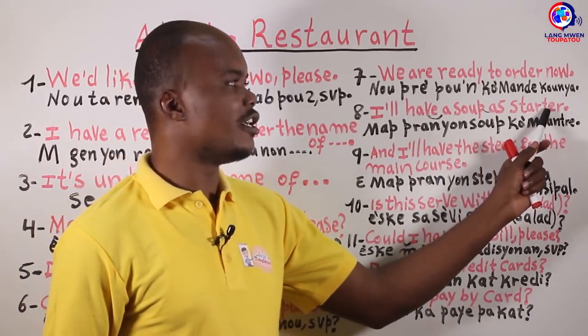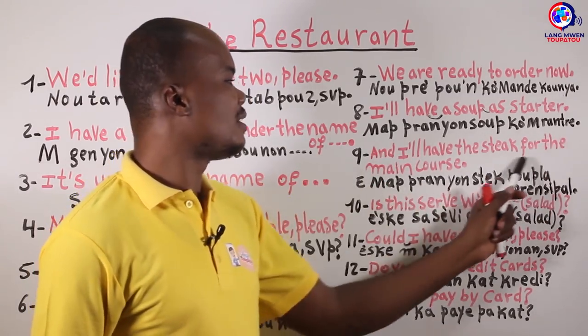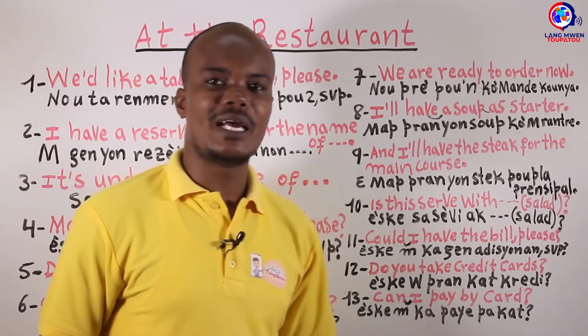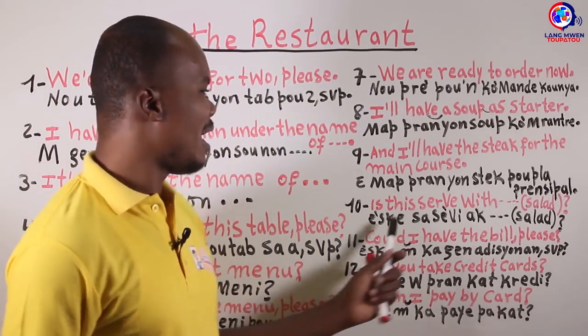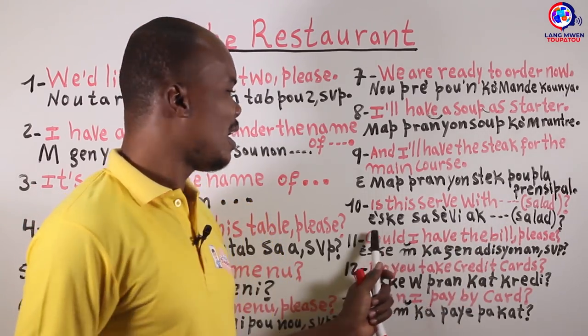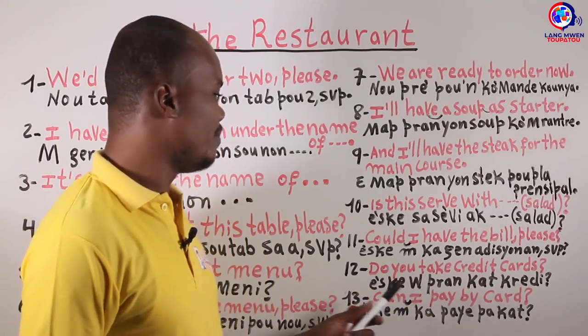I'll have a soup as starter. M'a pris un soup comme rentrée. And I'll have the steak for the main course. Et m'a pris un steak pour plat principal. Is this served with salad? Est-ce que ça servi avec salade par exemple?